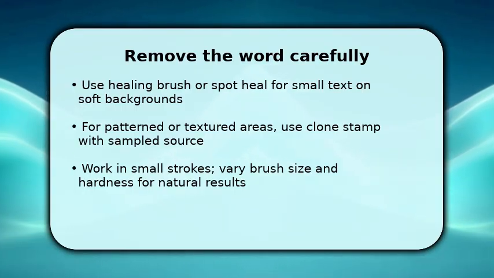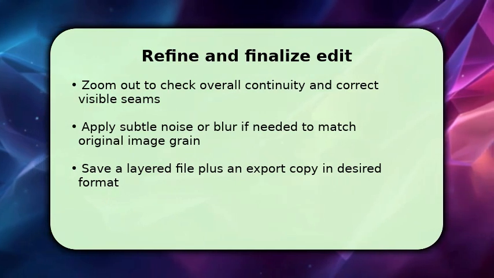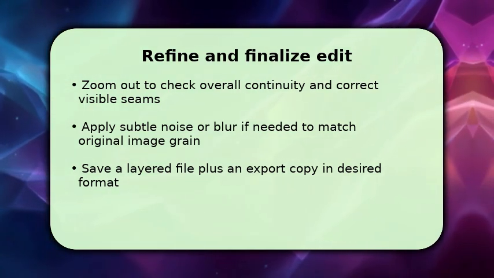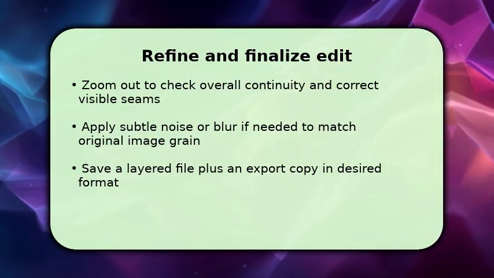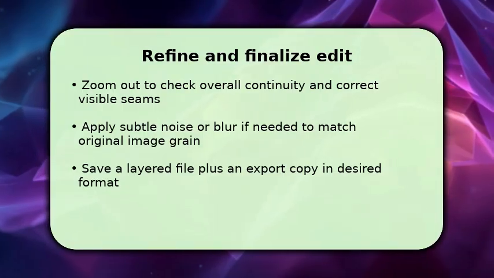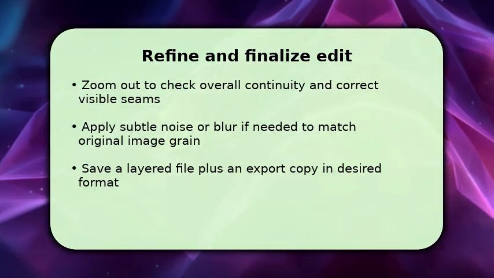Finish by stepping back and inspecting the whole image at different zoom levels so you catch visible seams or repeating patterns. If textures appear too smooth, add subtle noise matching the photo's grain or apply a tiny Gaussian blur to the edited area to integrate it. Flatten or export a copy when satisfied, but keep the layered file to revisit.